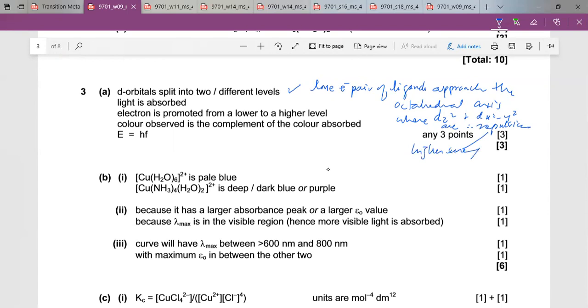Okay, the orbitals split into 2 different levels. That's all they want. The d orbitals can split into 2 levels because the ligands cause repulsion. Short form, as long as you talk about it you get some degree of mark already.